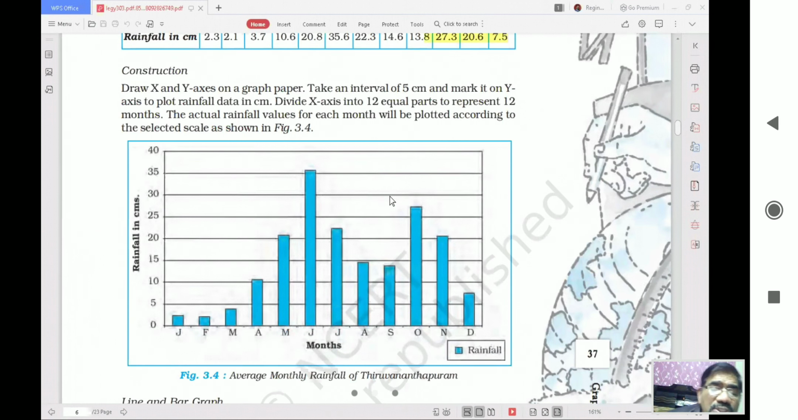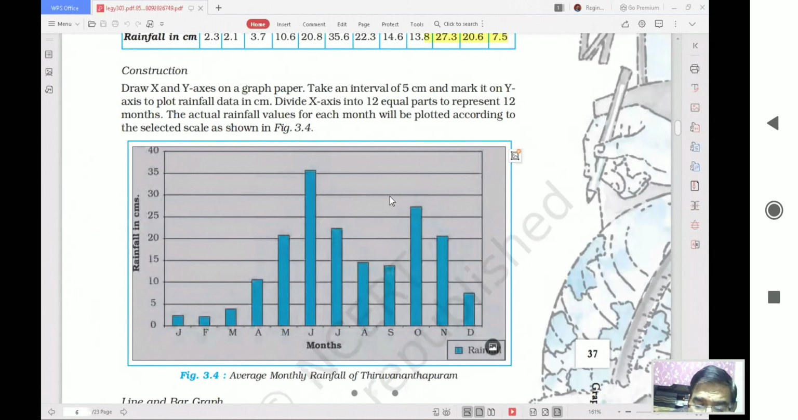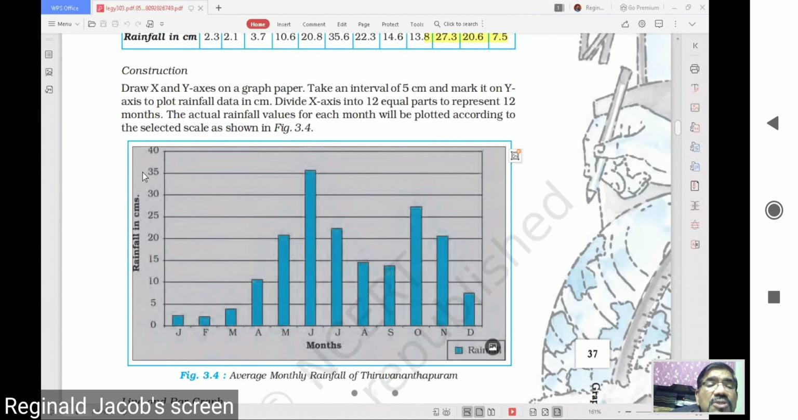What is this figure showing? This figure is showing rainfall. Understood? And from where is it showing rainfall? If you see of which area, the answer is Trivandrum. And how is rainfall measured? In centimeters. So how will this figure be made?